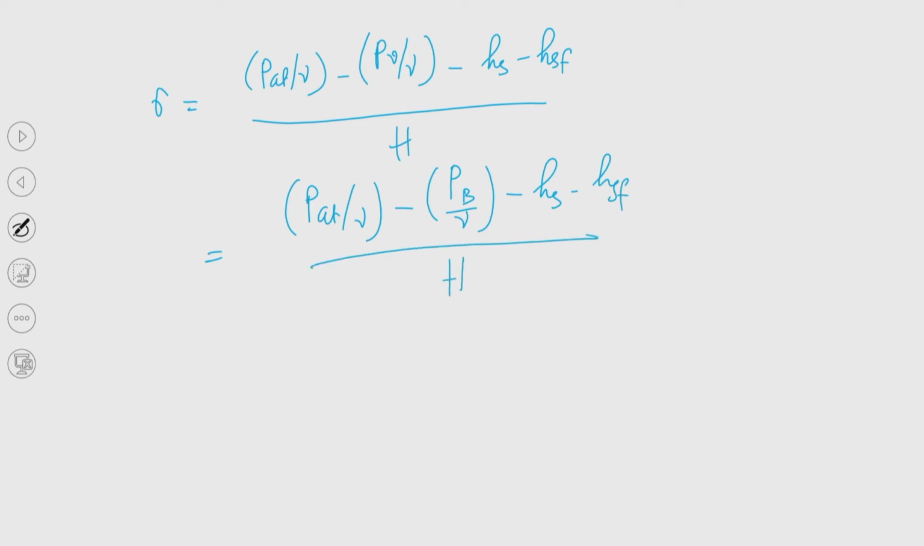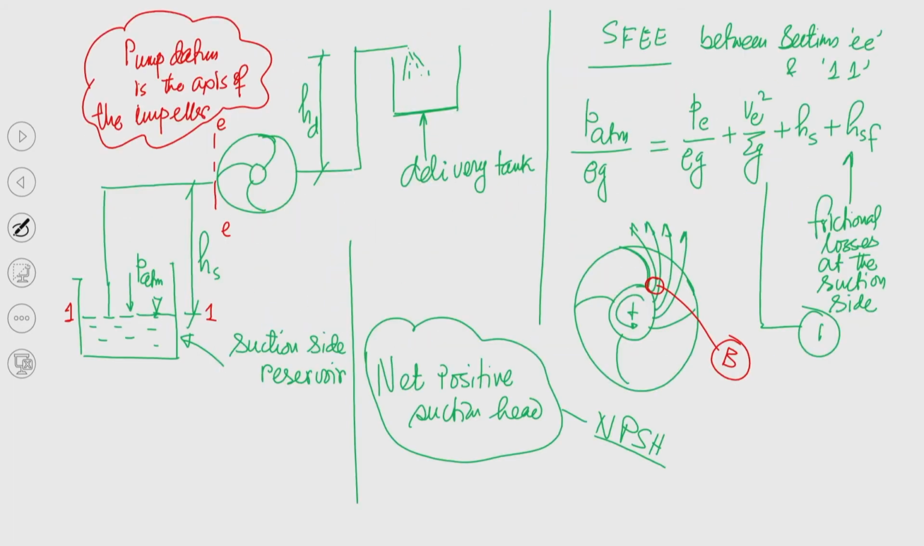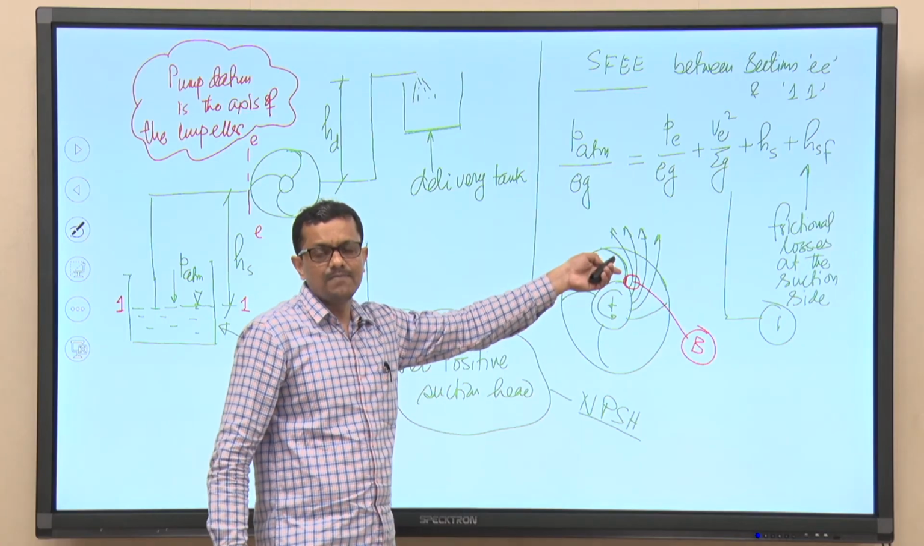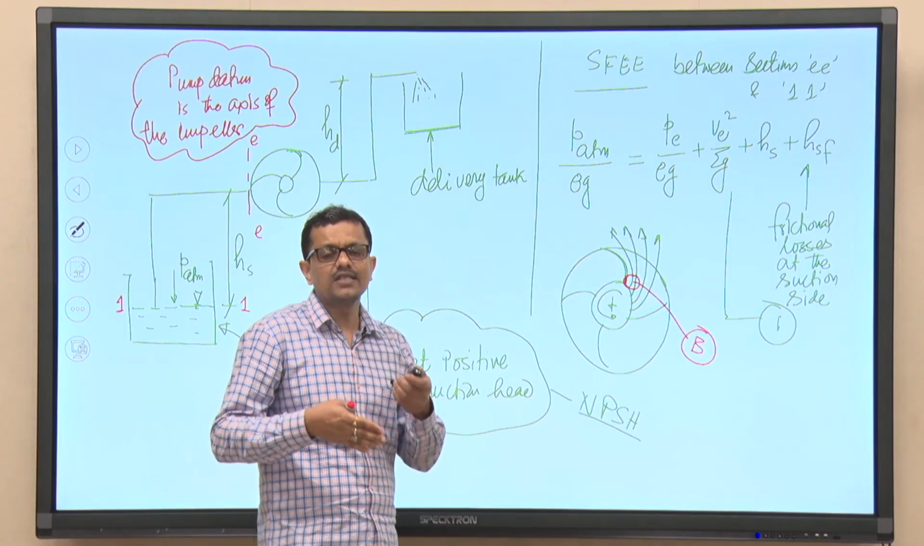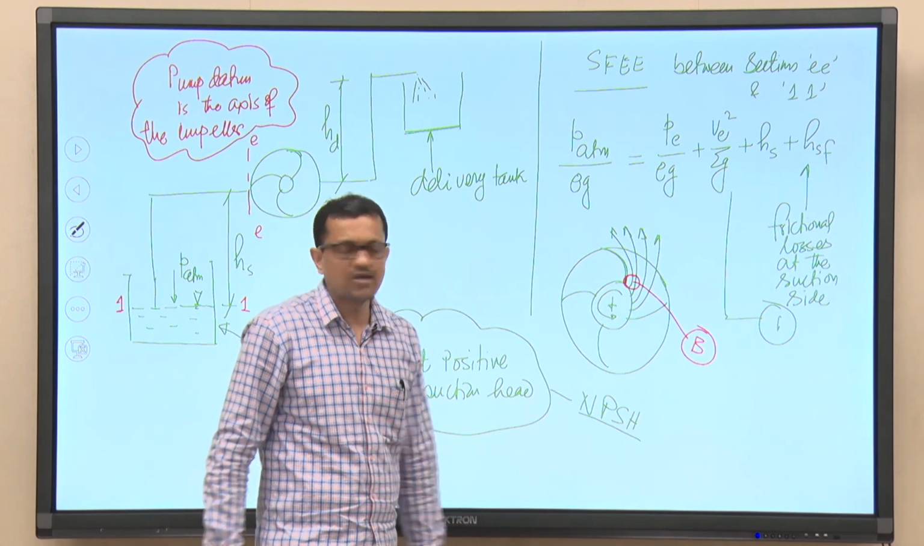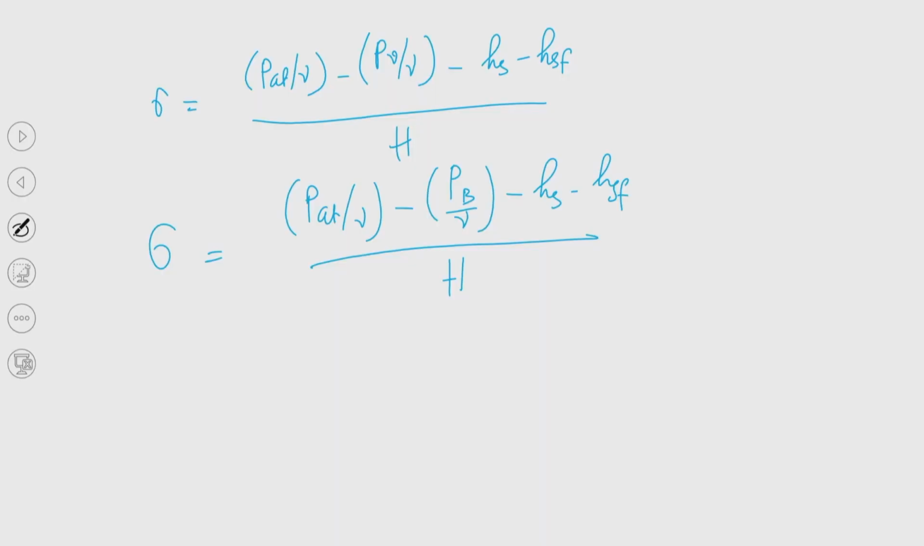So, say this is the situation, say we have considered this pumping station and at point B the pressure is P_B. Now, I do not know whether this is vulnerable to cavitation or not. So, basically this is known as sigma critical or sigma_C. This is known as the critical Thoma cavitation factor.